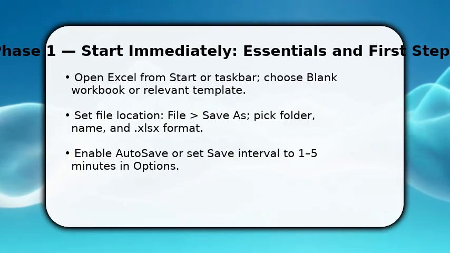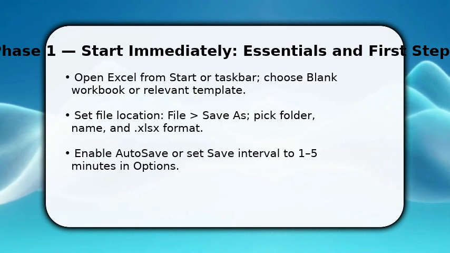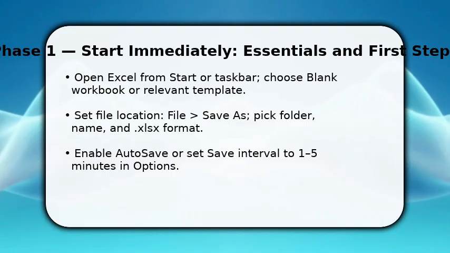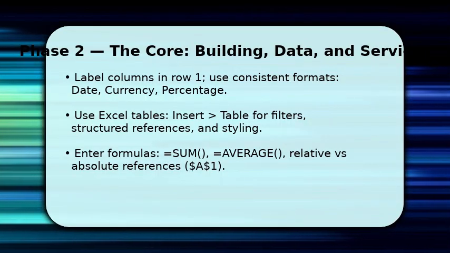Now that the file exists, you can enter structured data in rows and columns and plan your worksheet layout. You create a clear structure by labeling column headers and applying the correct number format so Excel interprets values correctly. Once done, convert the range to a table via Insert Table. This gives you filters, structured references, and automatic expansion when you add rows.